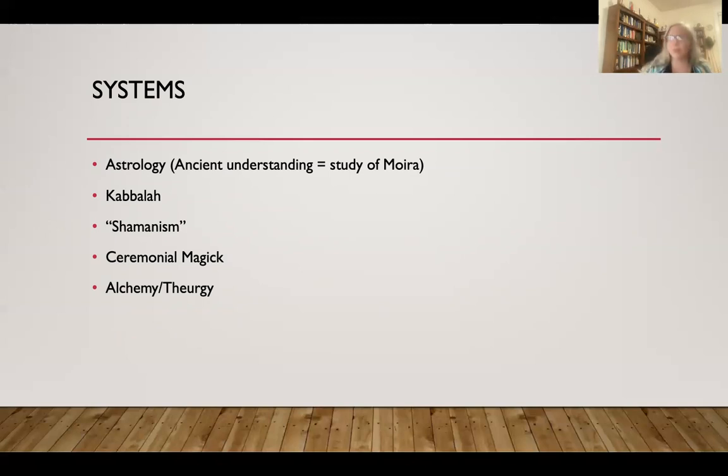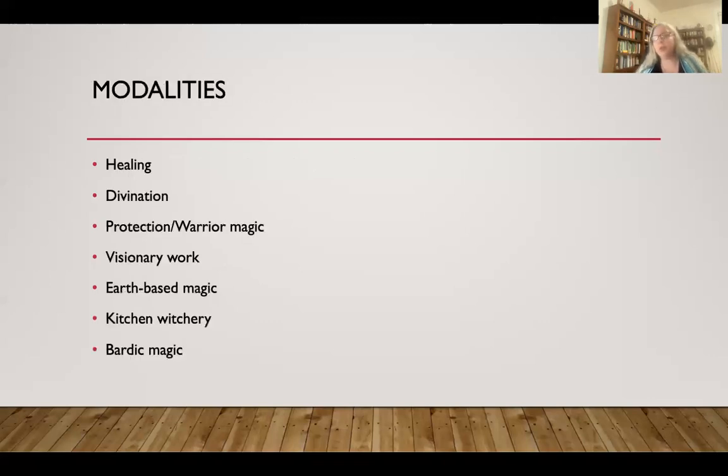And these are whole systems. Any one of these is an entire system. There's also a bunch of modalities that cut across a lot of different traditions and systems, such as healing, divination. There's so many different forms of divination. There's protection and warrior magic. There's various forms of visionary work, like creative visionary work, or the work that is pulling in from the higher self. There's earth-based magic, there's kitchen witchery, there's bardic magic, there's just a ton of different modes.